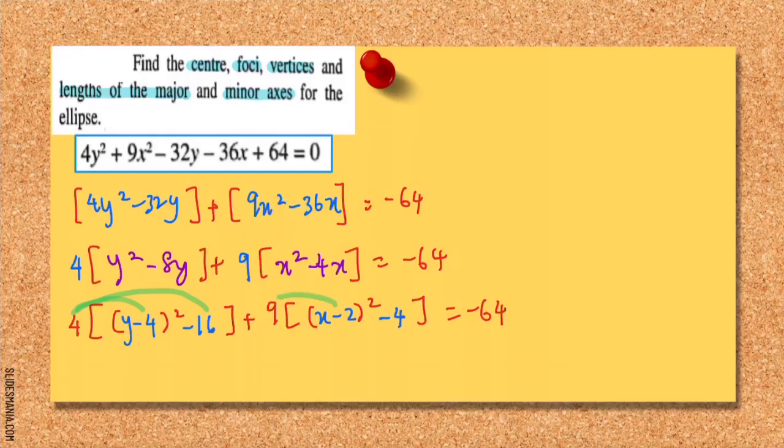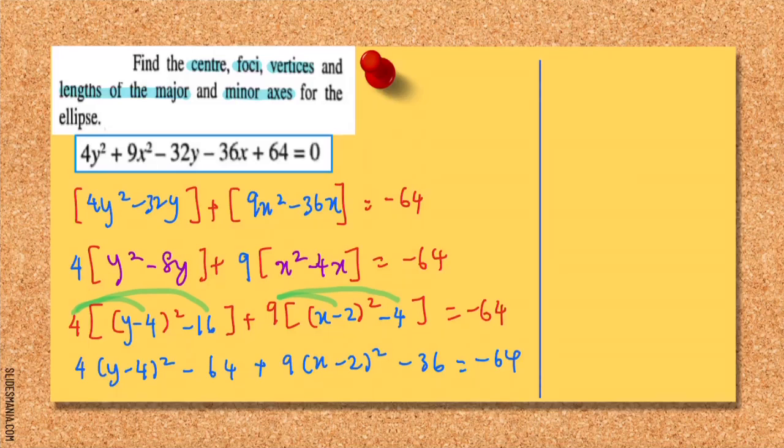So now let us multiply the 4 outside with the materials inside the bracket, and this 9 here, multiply it to the 2 terms inside the bracket as well, because we want to open up the bracket. So it becomes 4(y minus 4) squared minus 64 plus 9(x minus 2) squared minus 36 equal to minus 64. So now for the next step, let us separate the constant here, bring it to the right hand side. So this equation will become 4(y minus 4) squared plus 9(x minus 2) squared equal to 36.